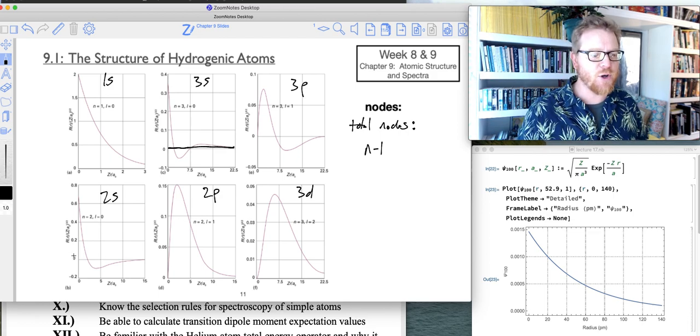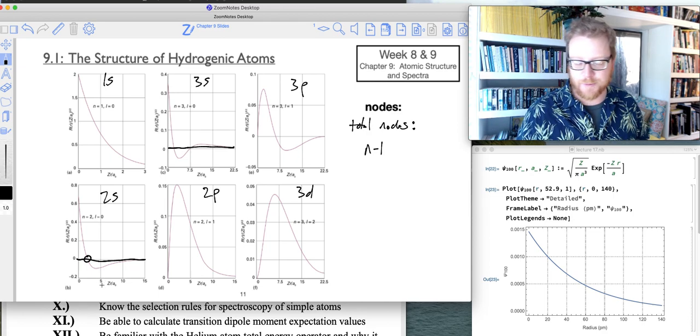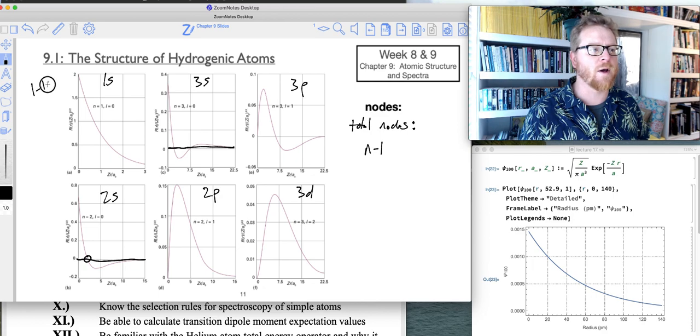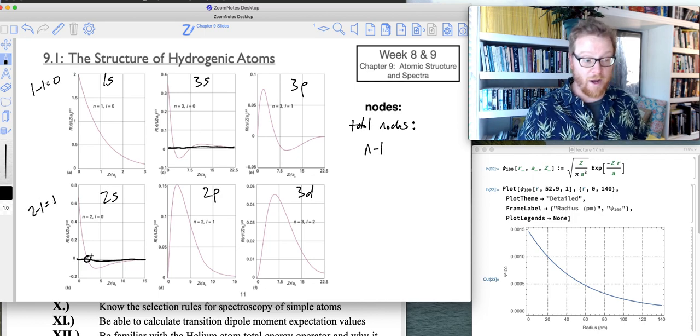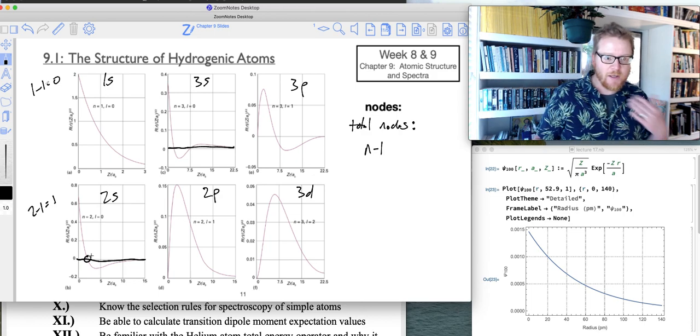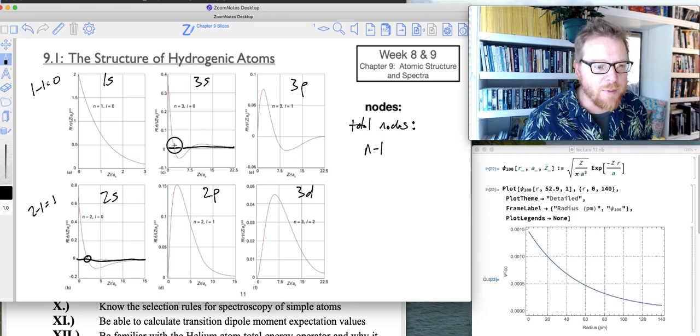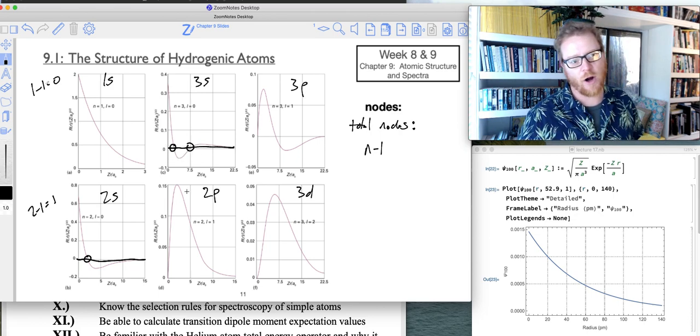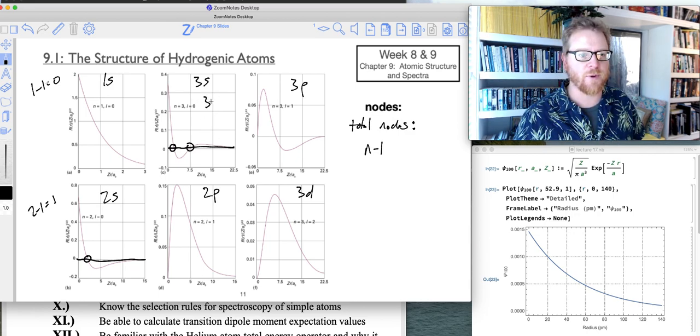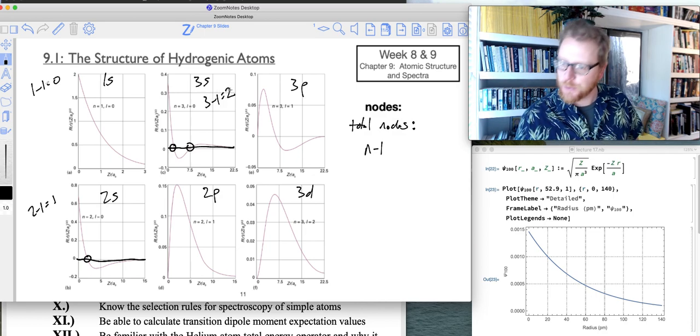Fantastic. What about 2s? Well, if I look at where this crosses right here, look, there is 1 node. So we can see with 2s, 1 minus 1 equals 0, and so now over here, 2 minus 1 equals 1. So there's our node. So let's just keep going with 3s. Now I know maybe my marker just covered it up, but there are 2 nodes. There they are. And so that goes as 3 minus 1 equals 2.